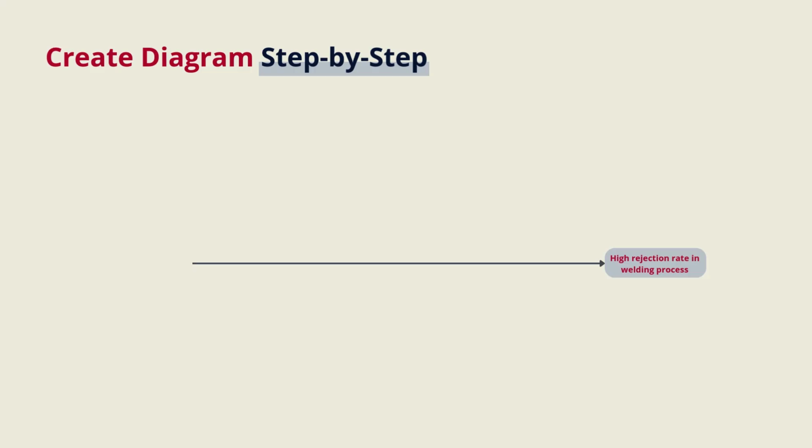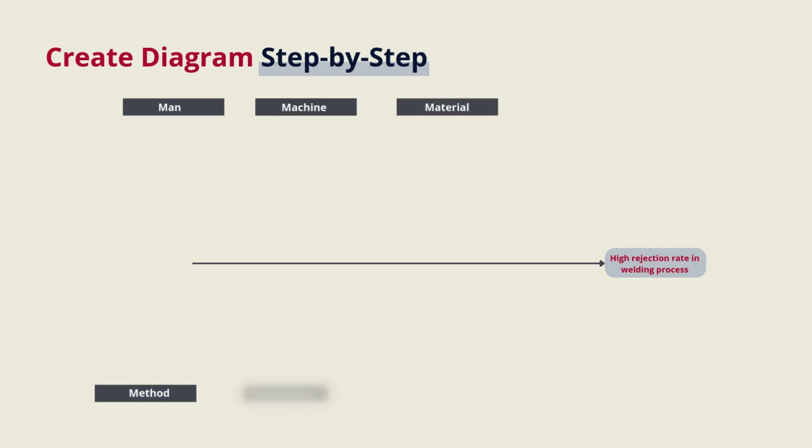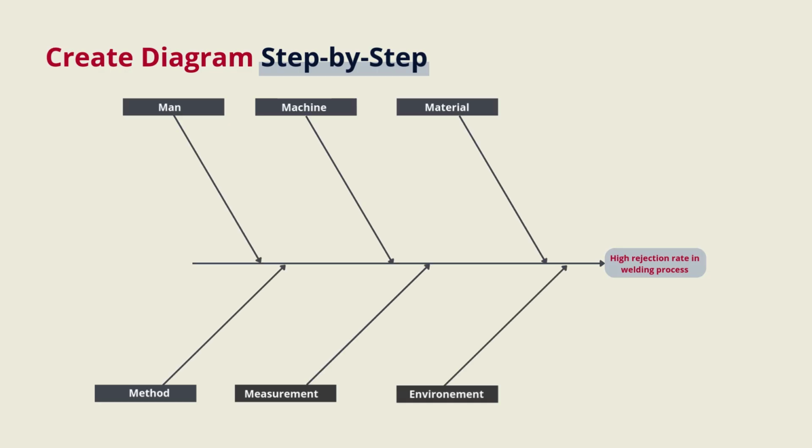This is your backbone. Step 3. Identify major cause categories. For manufacturing, we use the 6M framework: man, machine, material, method, measurement, and environment. Draw 6 diagonal branches from the spine and label them. Step 4. Brainstorm possible causes.